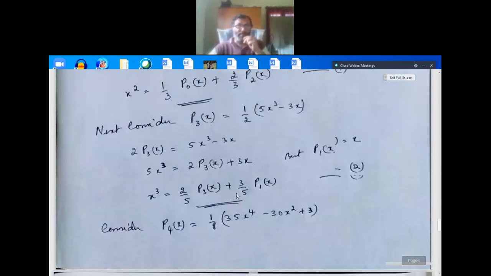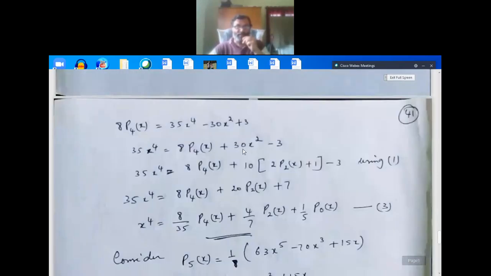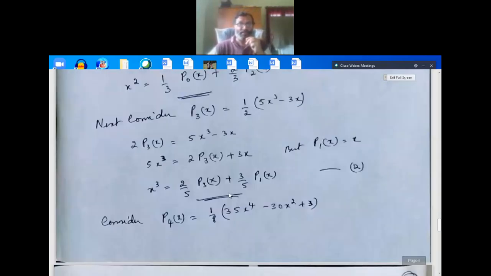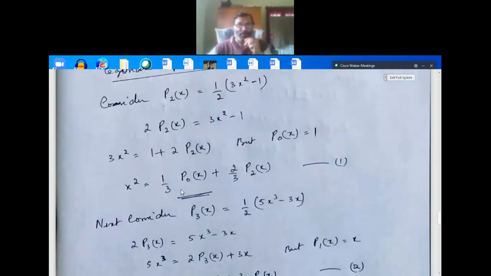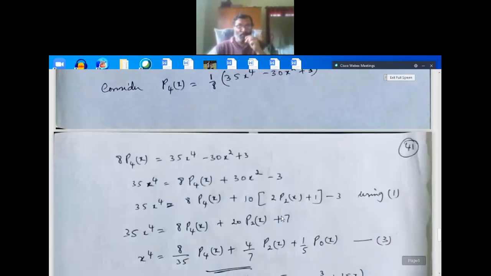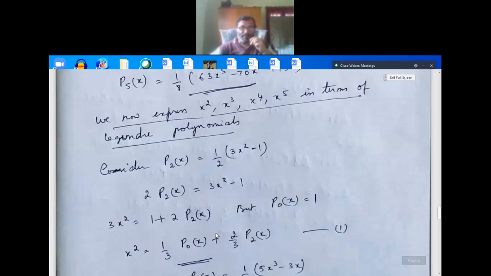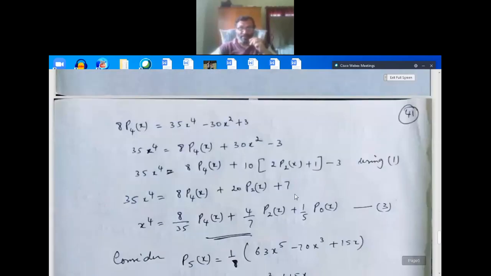x squared can be written as 1 by 3 P naught of x plus 2 by 3 P2 of x. So here 10 into 3, 2 by 3, that 3 gets cancelled. So this gives 2 by 3 P2 of x. And 1 by 3 P naught of x, where 1 is P naught of x, that 3 gets cancelled here. I hope you followed. Put this x squared value here. So we get like this, minus 3.